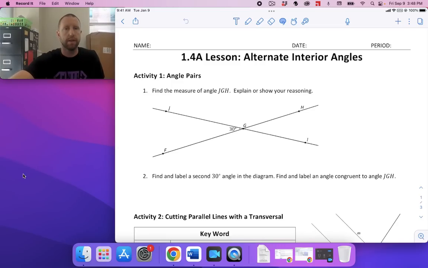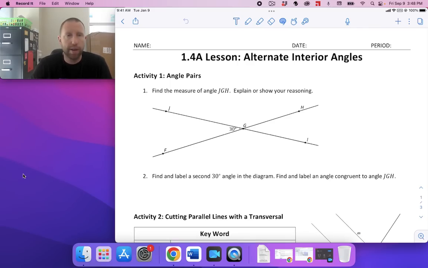We have this video going over lesson 1.4a, alternate interior angles. So my name is Mr. Hilgert. I'll be going through the lesson with you. Just copy down the notes as I go through them.